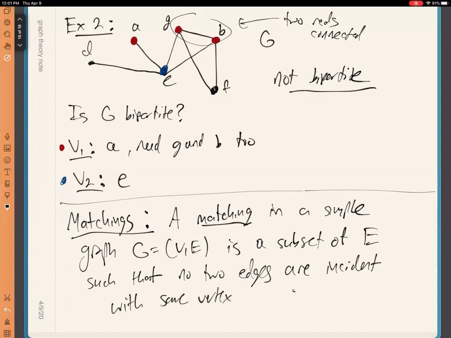Right, so maybe I have some vertices over here, say A, B, and C, and say D and E over here. And so if this is a matching, well, maybe A is connected to E.